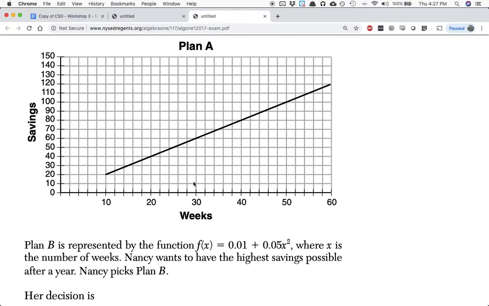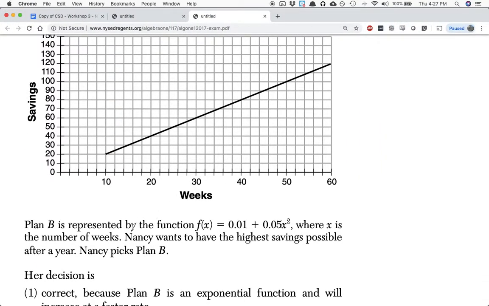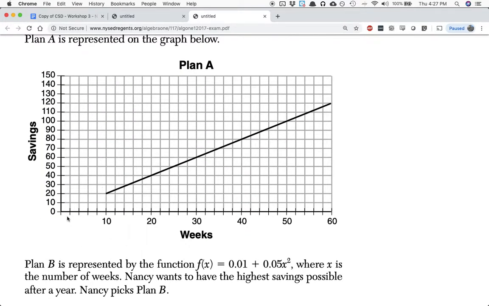So let's see. Nancy wants to have the highest savings possible after 1 year. Ooh, this is kind of tricky. This is in weeks. You should really know that there are about 52 weeks in a year. So I'm going to be looking right over here at 52 weeks. After 52 weeks, she will have saved, looks like $105 on Plan A.